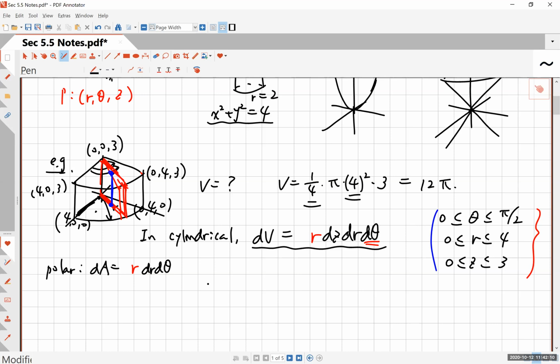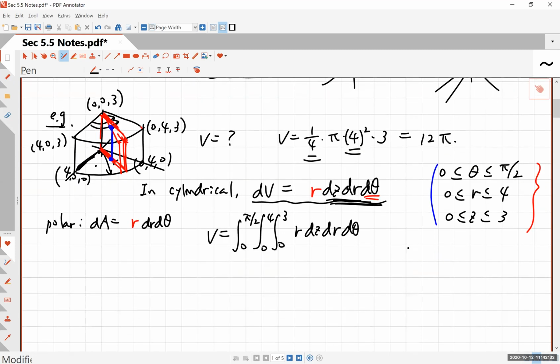And so here's the first triple integral in cylindrical coordinates. The volume turns out to be, can you figure it out? From 0 to pi over 2, from 0 to 4, from 0 to 3 of r dz dr d theta. Now it's possible to switch the order of these, but in cylindrical coordinates you hardly ever see any other order except dz, dr, d theta, and typically you do not have to switch things around.